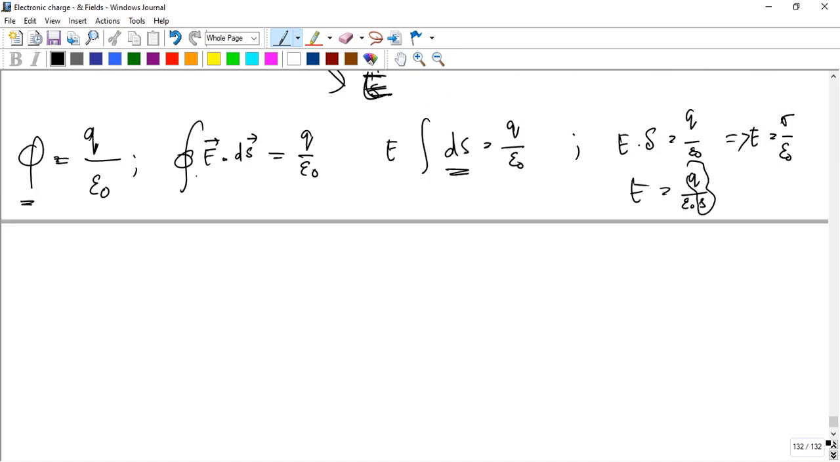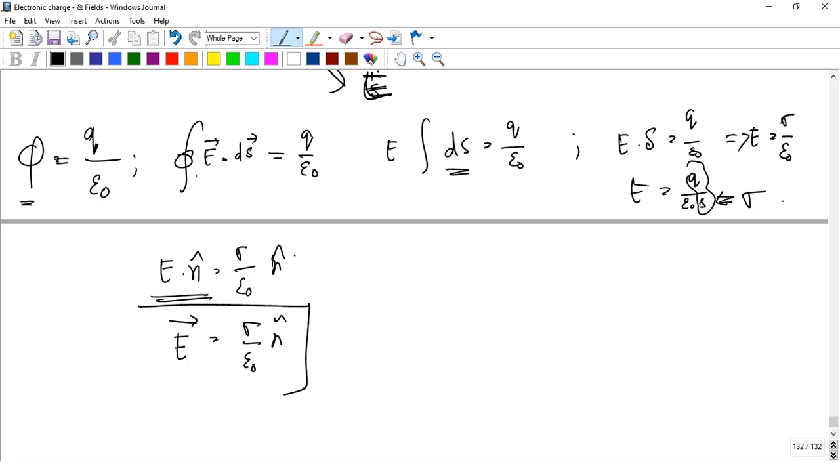If we put this in vector notation, multiplying by n cap, the electric field E equals sigma, the surface charge density, over epsilon naught times n cap. That is the magnitude of the electric field, and n cap is the direction of the electric field.